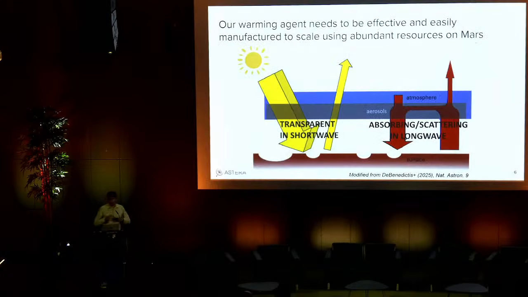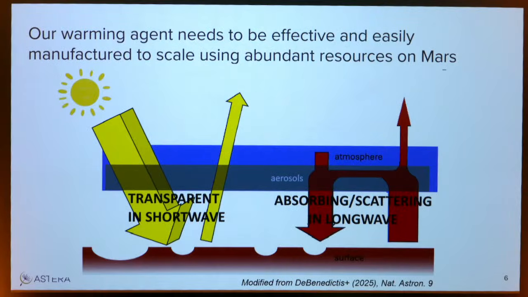So essentially we want to create these local environments so that these pioneer species can be established. So how would we choose our warming agent? When we have a warming agent in the atmosphere, it needs to be effective, so it needs to be as transparent as possible to incoming solar radiation, and it has to scatter and absorb as much of the thermal emitted long-wave radiation as possible back near the surface.